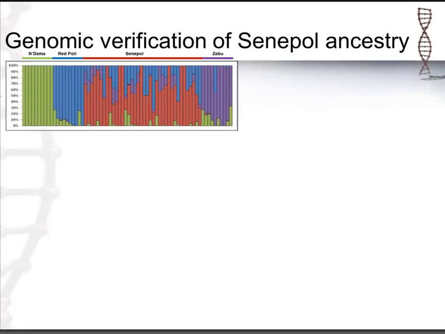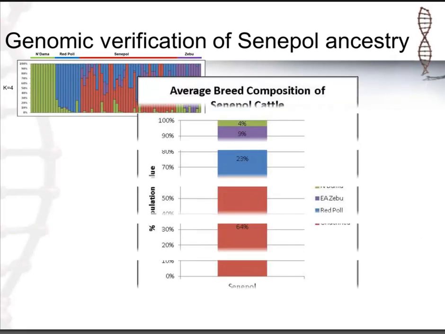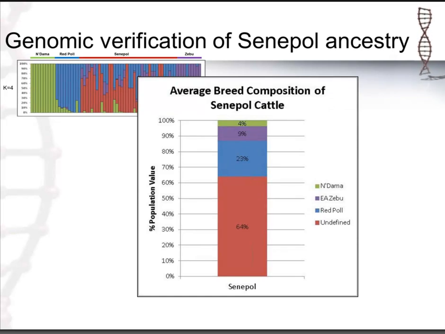We can break this down and look at the average genetic composition, or breed composition, of Senepol cattle. If I take all of those animals that were seen individually and average them together, about 64% of their genome is represented by the Senepol breed itself, that unique combination of all these breeds together. But then we have about a 23% signature that's still defined as the red poll, and then there are smaller degrees of the Zebu and the N'Dama, but they are still seen in each of the Senepol. So this basically verifies that, as far as the Senepol, we can use these as ancestral breeds for comparison.